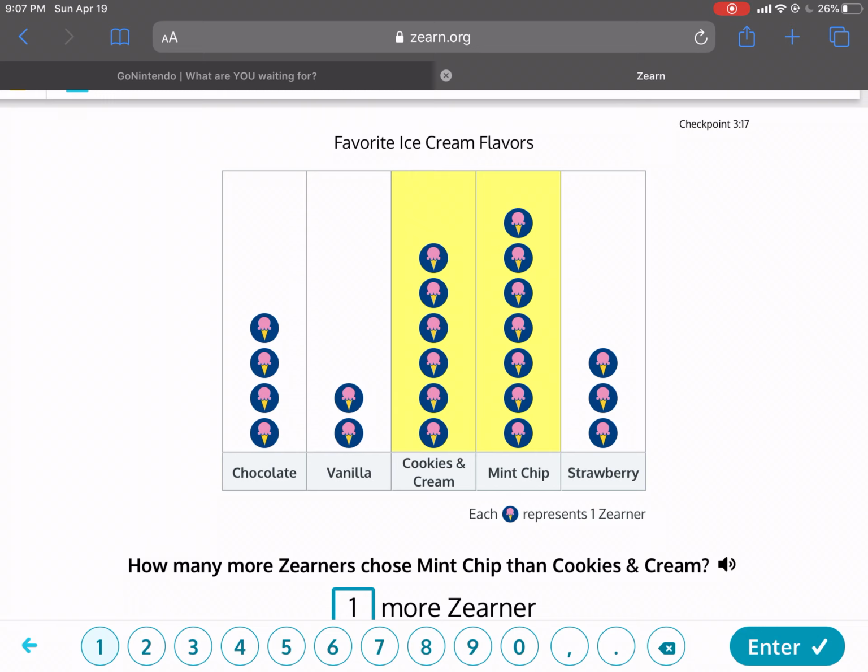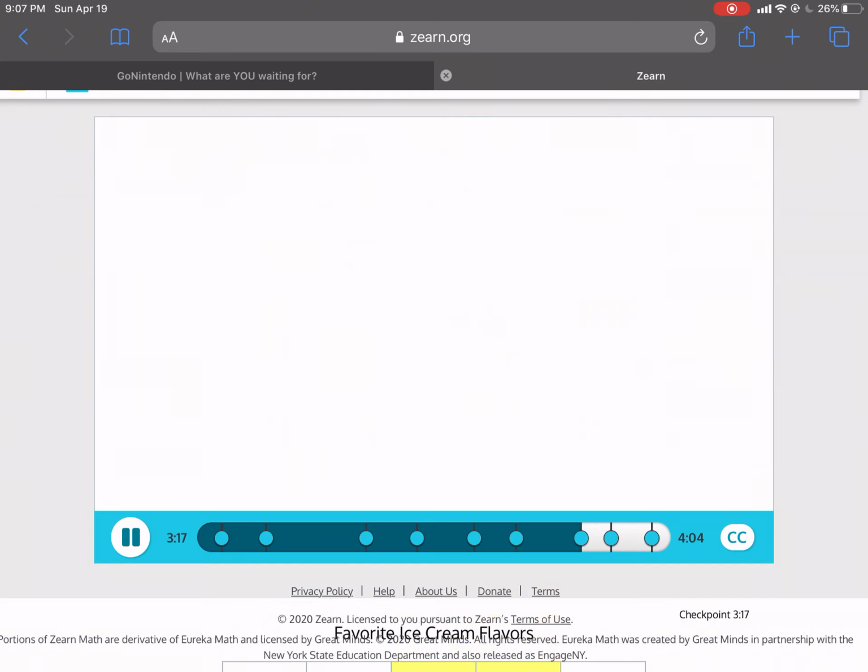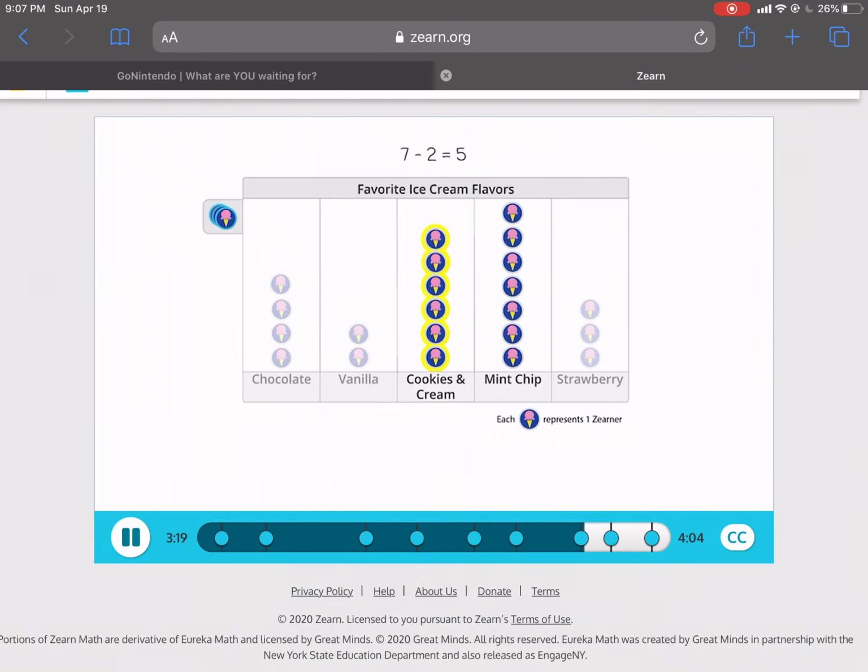Again, we're going to subtract. 7 minus 6 equals 1. Cookies and cream is the second tallest column, so it's the second favorite flavor. Only 1 more Zerner liked mint chip best. That means these flavors almost tied for most popular. Exactly.